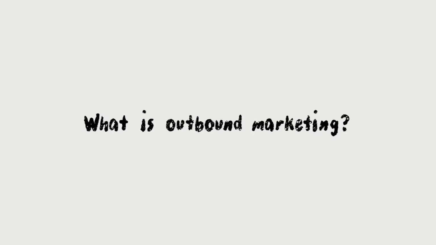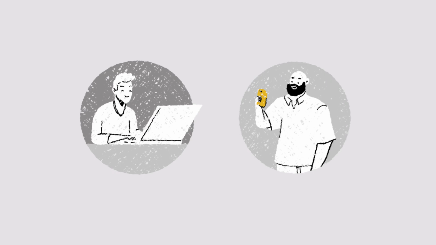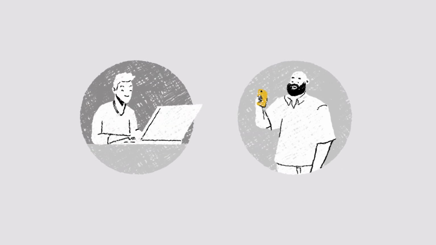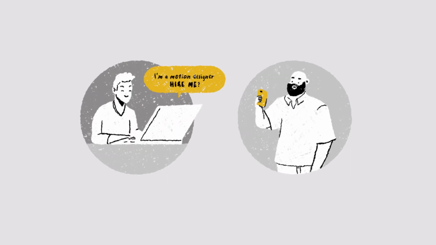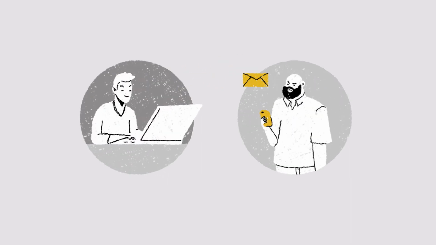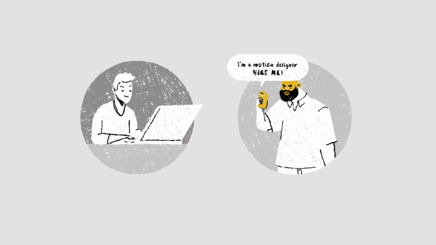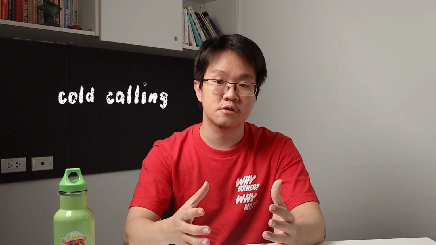So first, let's discuss outbound marketing. What is outbound marketing? To explain that, let me give you an example. If you email someone who didn't expect your email, he doesn't know you, and out of the blue you just email this person selling your service, that is called cold emailing. There is a call version of that, and we call that cold calling.